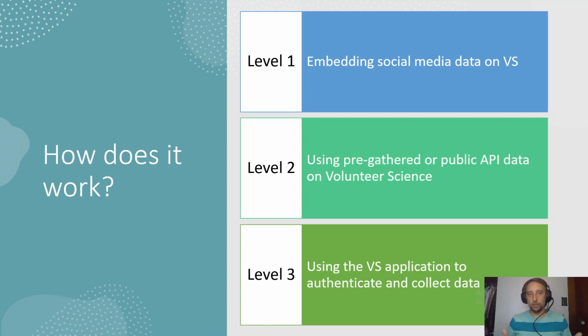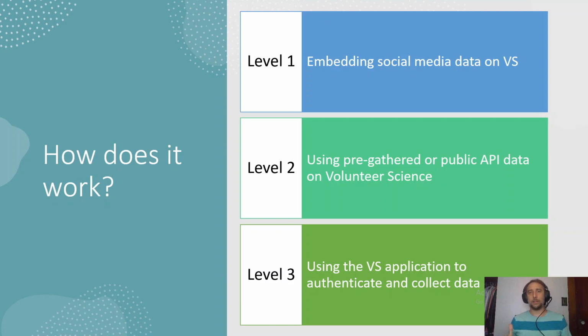So how does it work? I think of this as working on 3 levels. Level 1 is you're just embedding social media data on volunteer science. Social media data is social. It's meant to be shared, and most platforms have a way for you to embed an individual post on a website, or embed a whole thread of posts on a website, or feed on a website. And all you have to do for volunteer science is just embed that feed or embed that post in one of our experiments. It's very straightforward. Very little advanced technical knowledge needed to make that work.